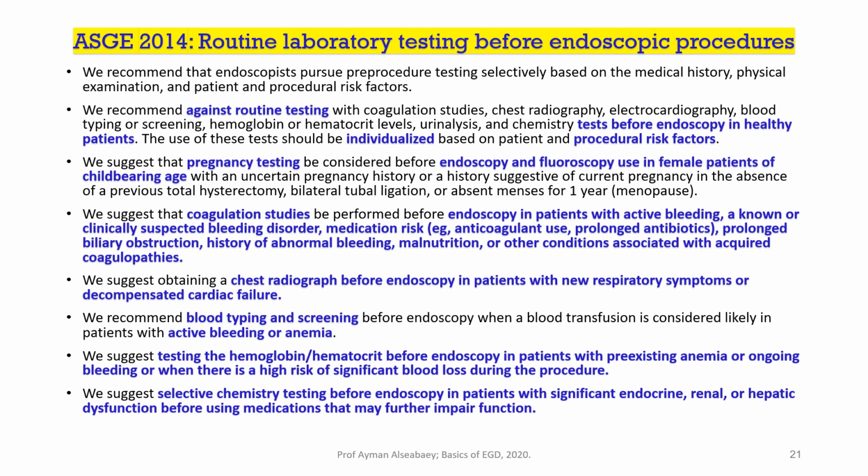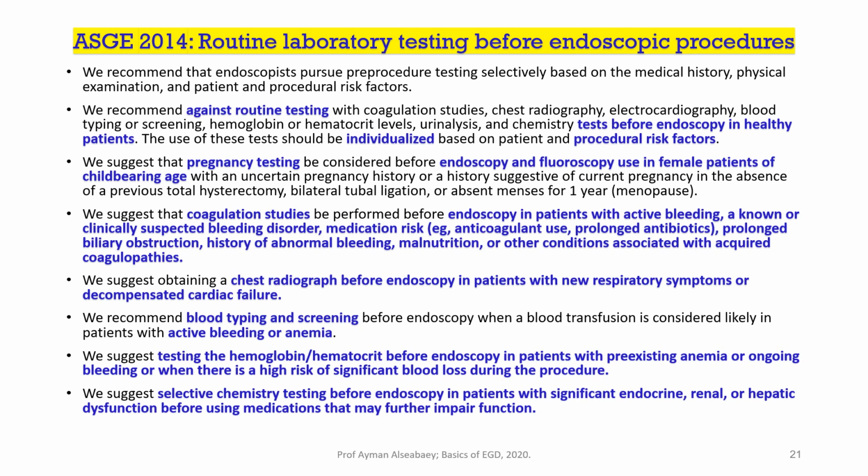If the patient is suspected to have a coagulation problem, or is on anticoagulants, you should do a coagulation profile before. Also, if the patient has new respiratory symptoms or decompensated heart failure, you should do an X-ray before endoscopy. It is also recommended to do blood typing and screening before endoscopy when a blood transfusion is considered in a patient with active bleeding or anemia.